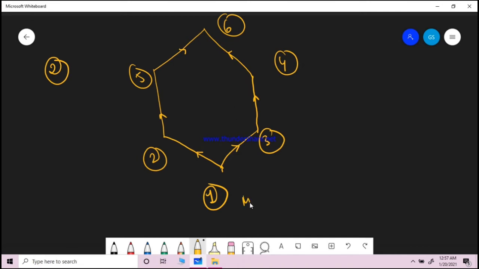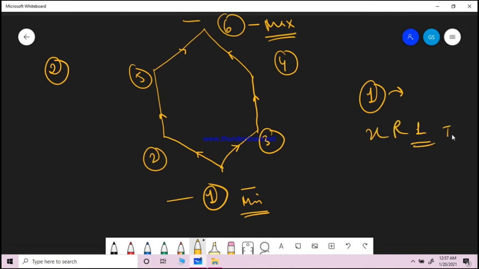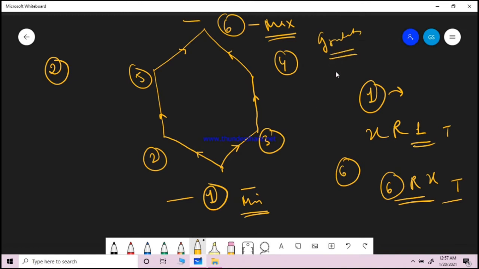So this is the minimal element. I'm not going to repeat every time how to find it. And this is the maximal element, as you have only one minimal and one maximal, and the condition that 1 will never appear in this section is true. It will never appear on this side. In the same way, 6 will never appear on this side. So this is also true. So this is maximal and this is greatest and this is the least element.